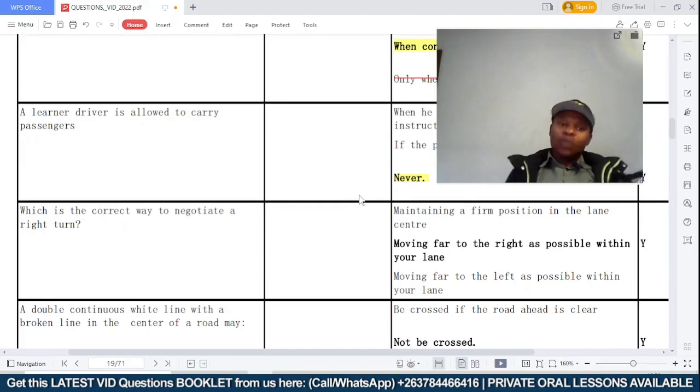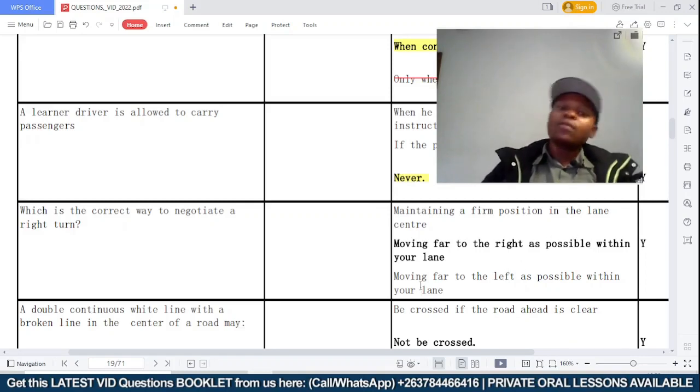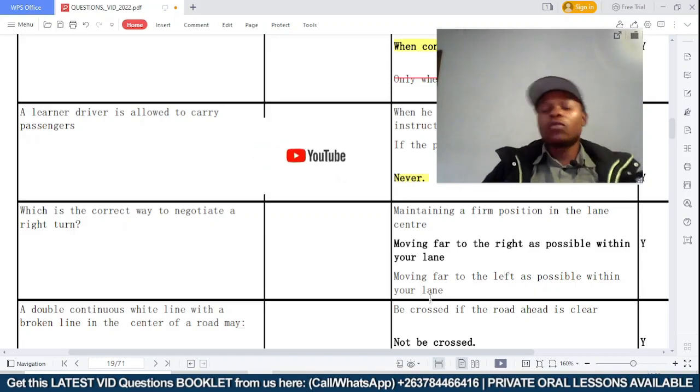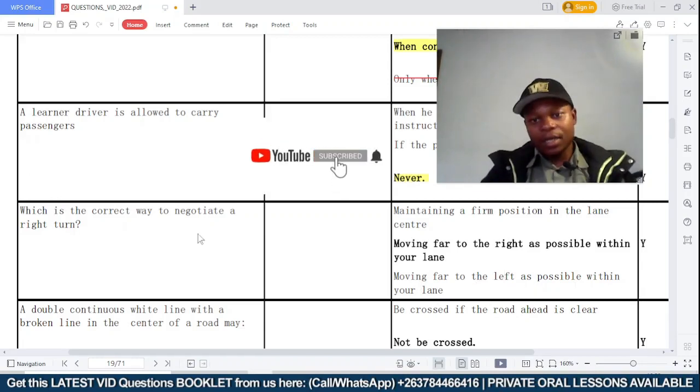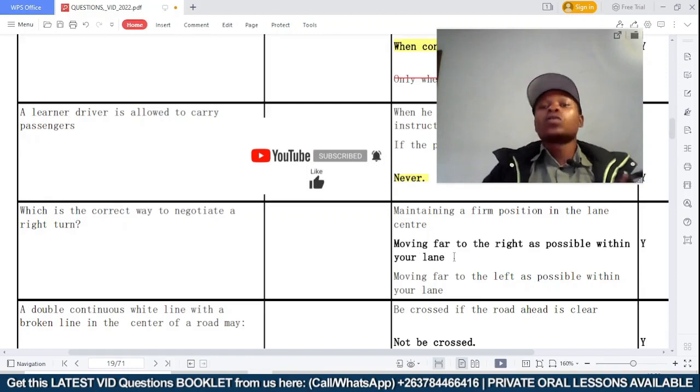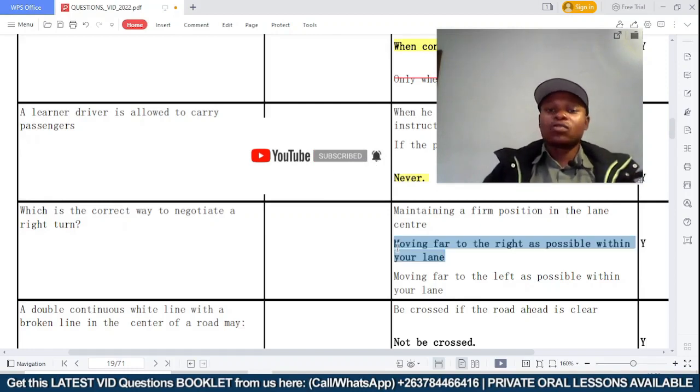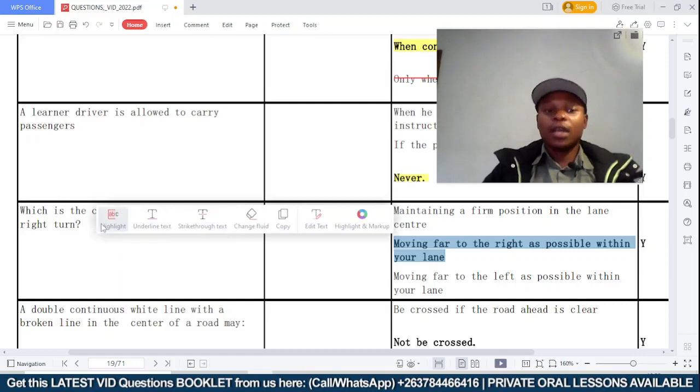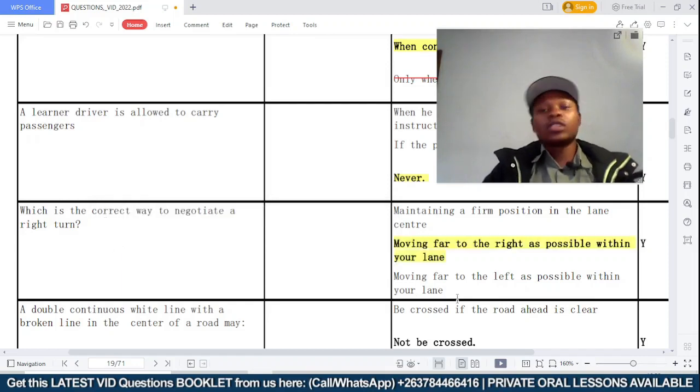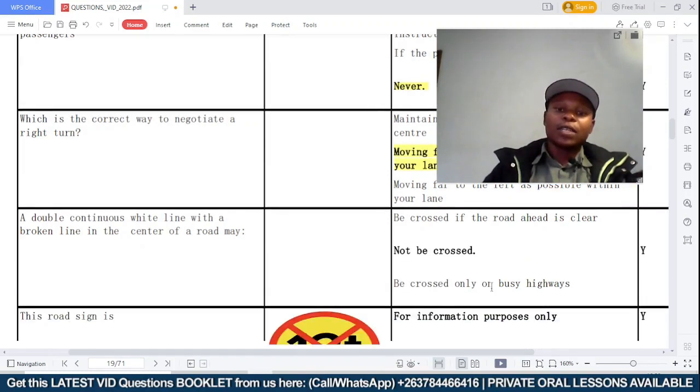What is the correct way to navigate a right turn? So you want to navigate a right turn. Should you maintain a firm position on the lane center? B, move as far to the right as possible within your lane. C, move as far to the left as possible within your lane. So you want to turn right here, so you move as far as possible to the right within your lane. Remember, if you are navigating a right turn, move as far as possible to the right within your lane. That's the correct answer. Now let's move on to the next one.